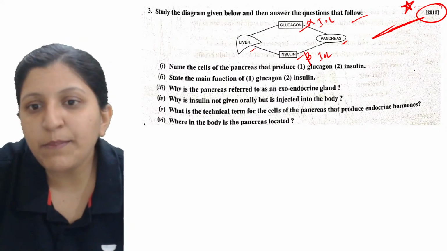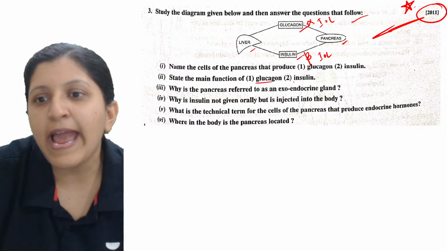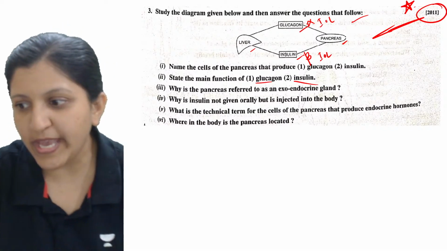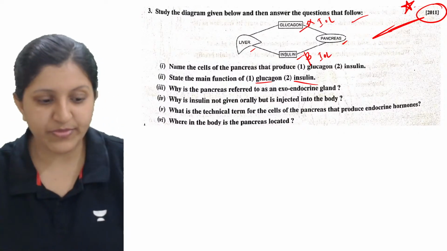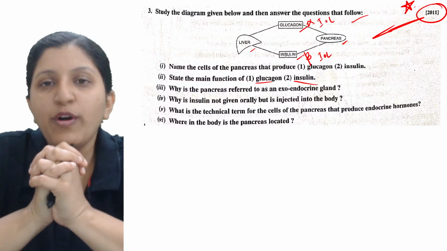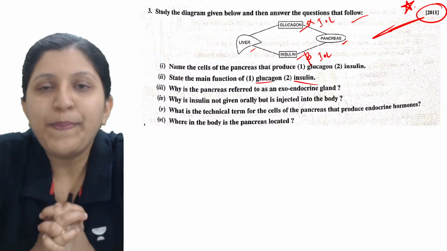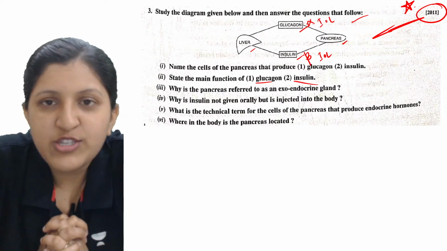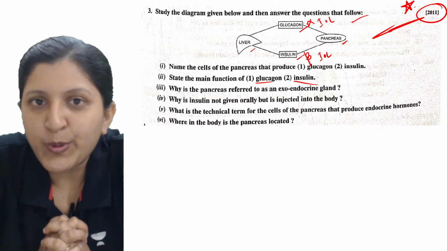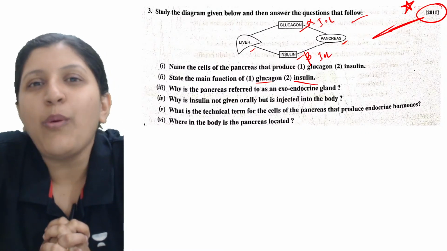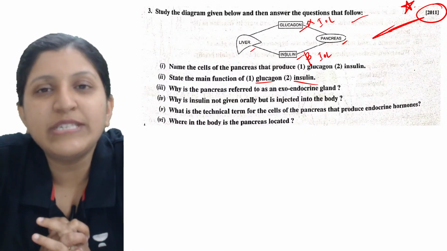Okay, so state the main function of glucagon and insulin. What exactly does glucagon or insulin do? Anybody has any idea on this? The glucagon or the insulin. So it is maintaining the blood glucose level. Okay, so that will be done by the hormones. Let's say there is only a particular quantity of glucose allowed in the blood.